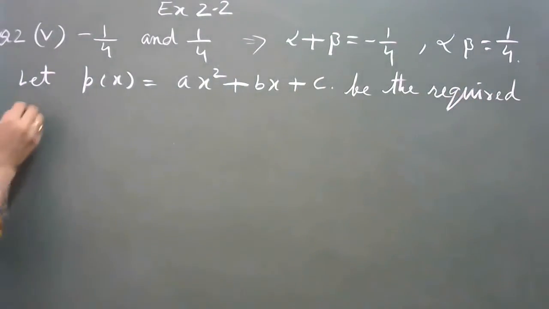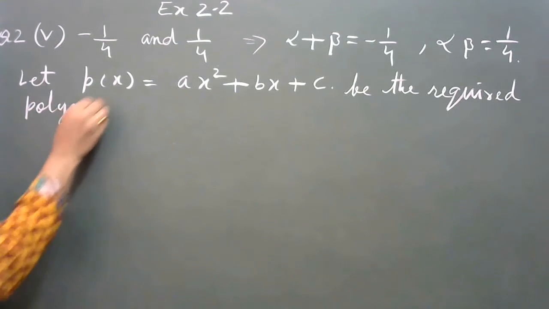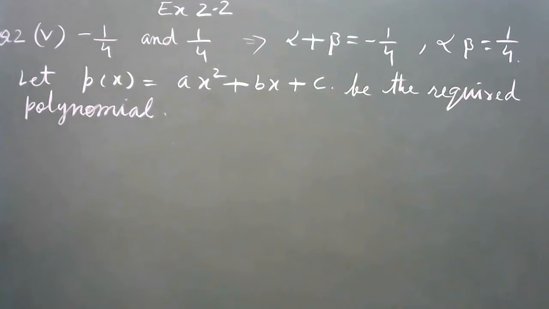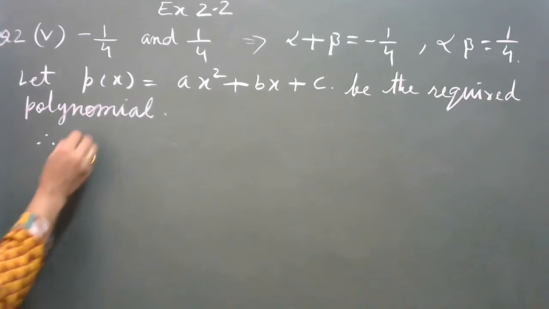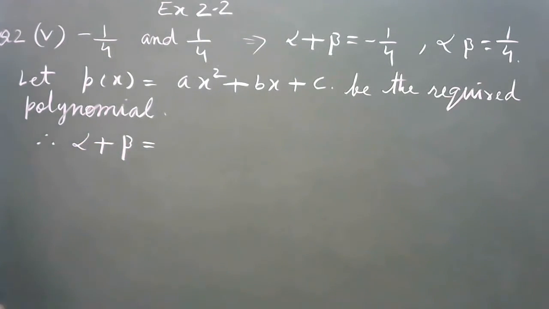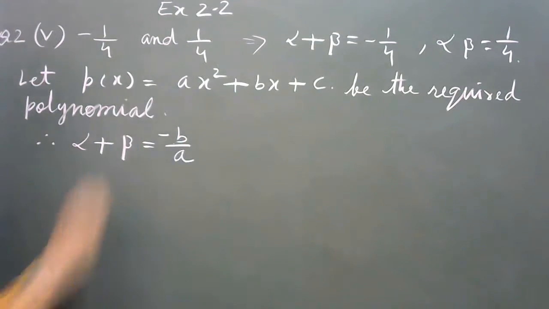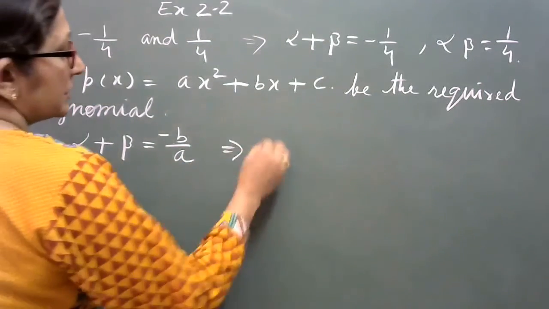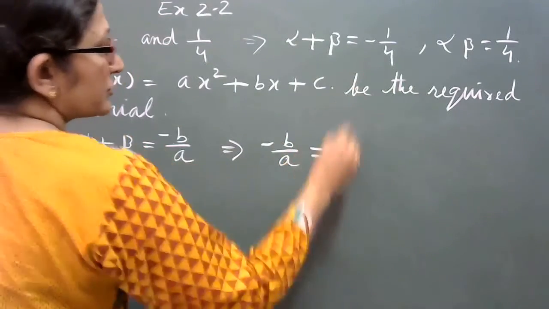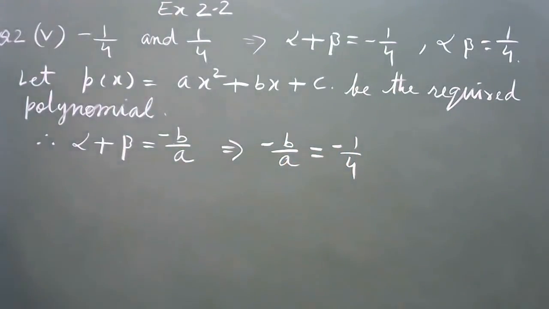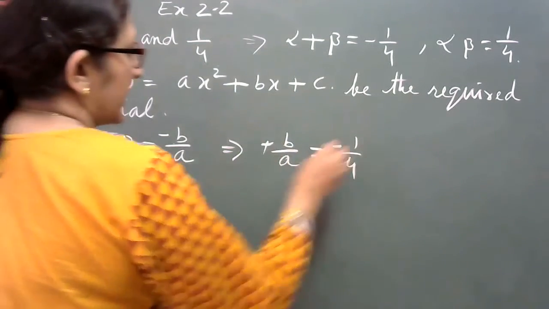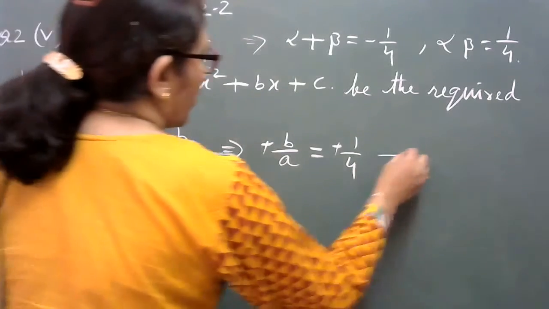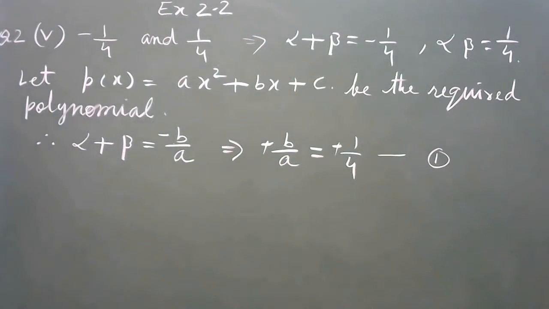Let it be the required polynomial. So, the relation between zeros and the coefficients: the sum of zeros, alpha plus beta, is equal to minus b over a. But we are given alpha plus beta is minus 1 by 4. So substitute the value of alpha plus beta: minus b over a is equal to minus 1 by 4. The minus signs cancel out, so b over a is equal to 1 by 4. Let it be equation number 1.